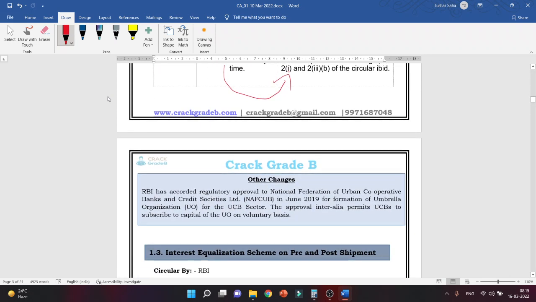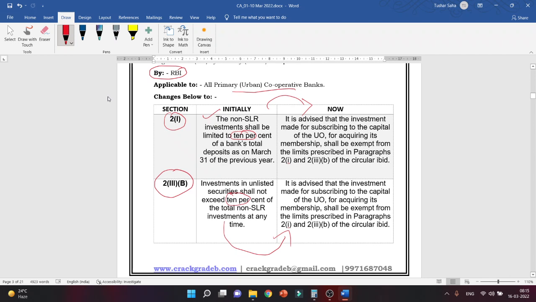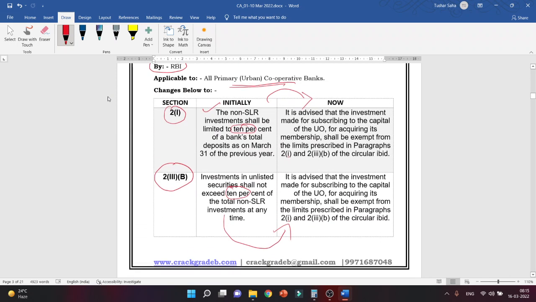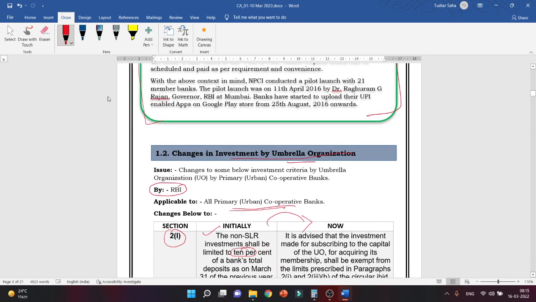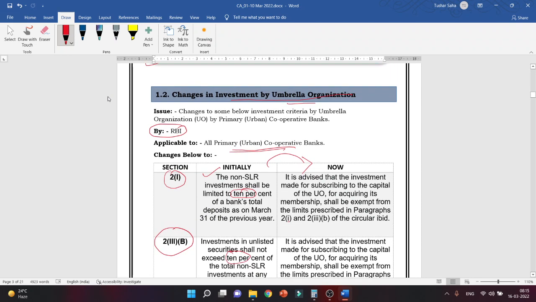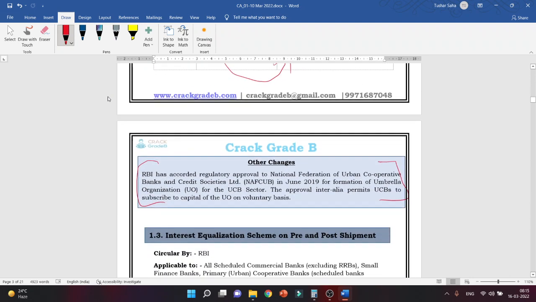I hope you have understood this one, and this is very important because this is one of the RBI circulars as well. So you can expect a question regarding this. The news article is very small, but this is a very big change when it comes to primary urban cooperative banks and their umbrella organization. Now what is an umbrella organization? An umbrella organization is like a sponsor bank. So I hope things are clear now. It's like an umbrella sponsor bank.